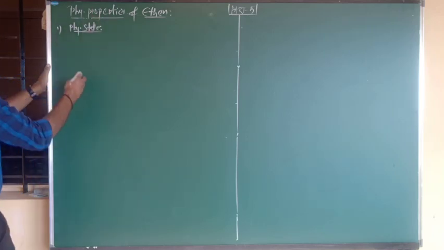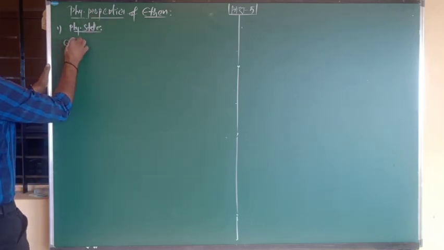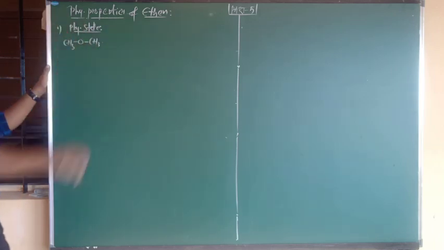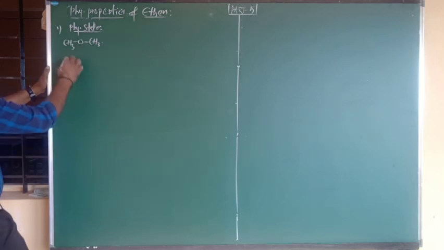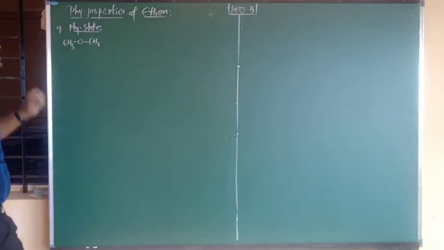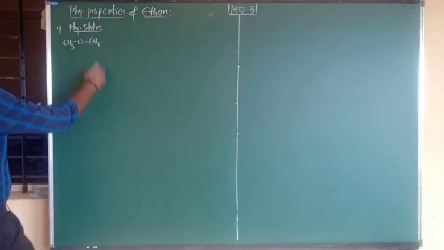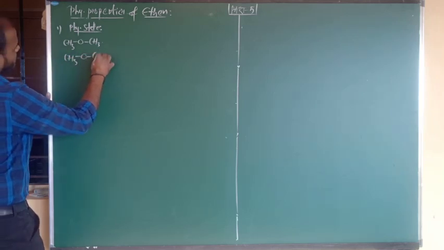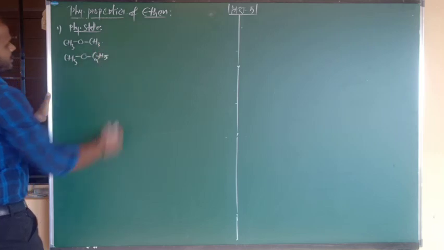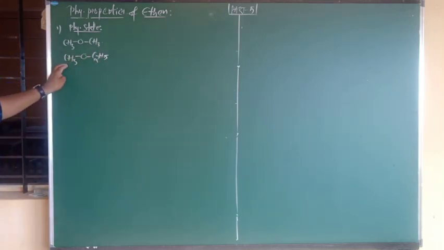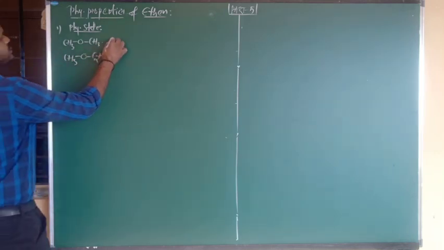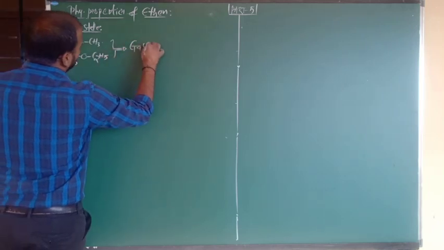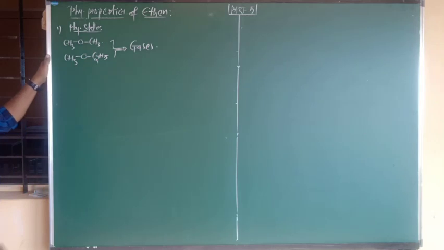First of all, I am going to mention two formulas, try to focus. CH3 bonded to O, again O bonded to CH3. What is the name of this compound? Dimethyl ether. And another compound, CH3 bonded to O, again O bonded to C2H5, is ethyl methyl ether. Only these two ethers exist in gaseous form.